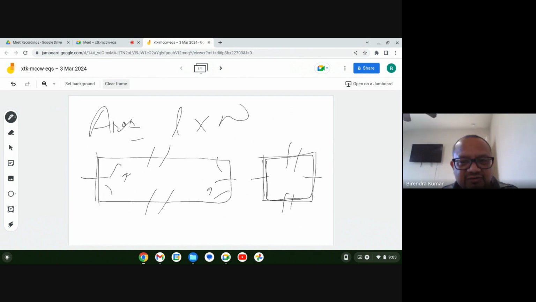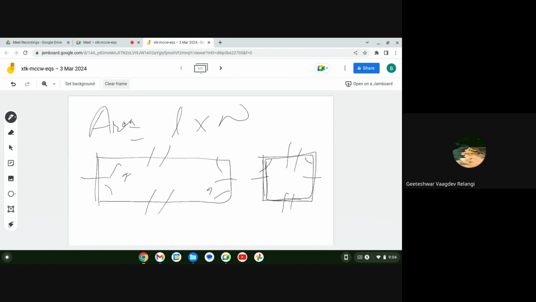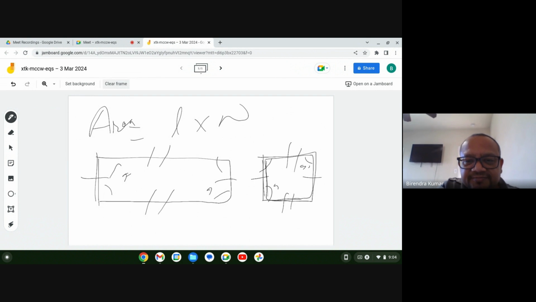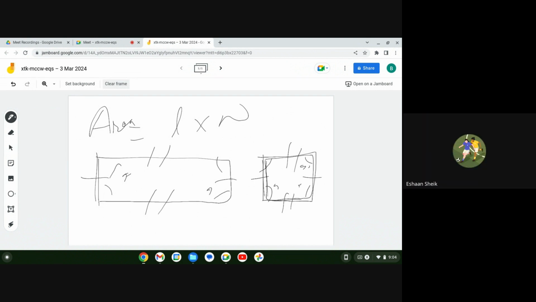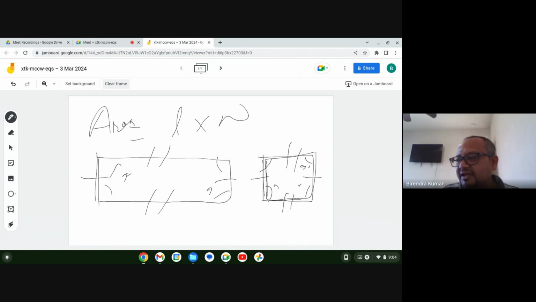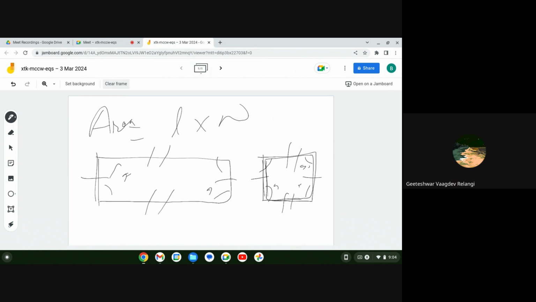This is also equal to this one. Opposite sides are anyway the same because all the sides are the same, meaning opposites have to be the same. And then all the angles are 90 degrees. So I can always say a square is also a rectangle, a rectangle, but all the sides are equal.